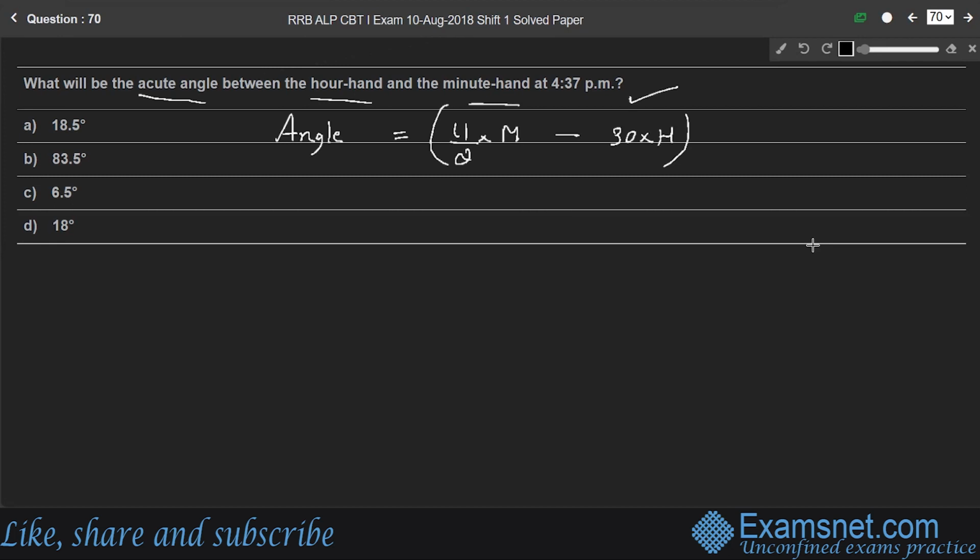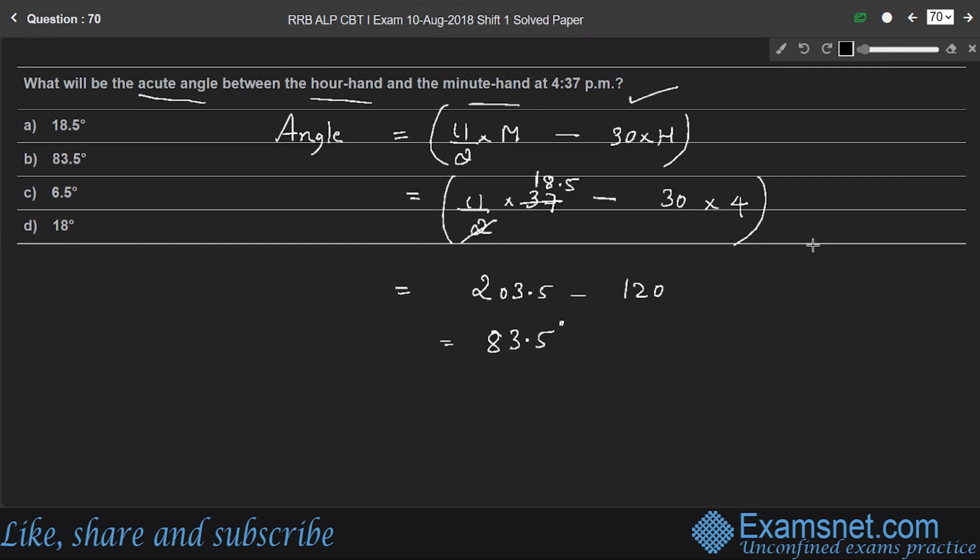Here the time is 4 hours 37 minutes. Therefore, 11/2 into 37 minutes, minus 30 into the hours, which is 4. Simplifying, 11 into 37 by 2 gives 203.5, minus 30 into 4, which is 120. Therefore, 83.5 degrees is the angle between the minute hand and the hour hand.